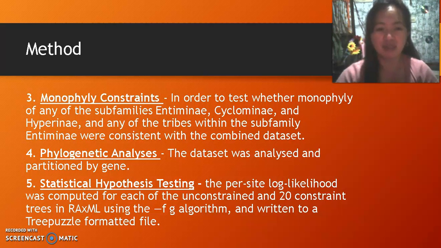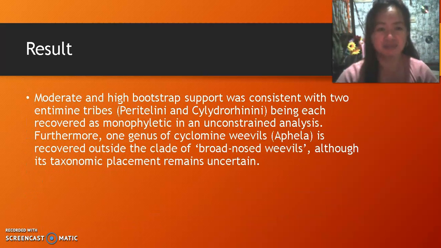Fourth is phylogenetic analysis. The dataset was analyzed and partitioned by gene. And lastly, the statistical hypothesis testing. The per-site log likelihood was computed for each of the unconstrained and 20 constrained trees in RAxML using the -f G algorithm and written to a Tree-Puzzle formatted file.